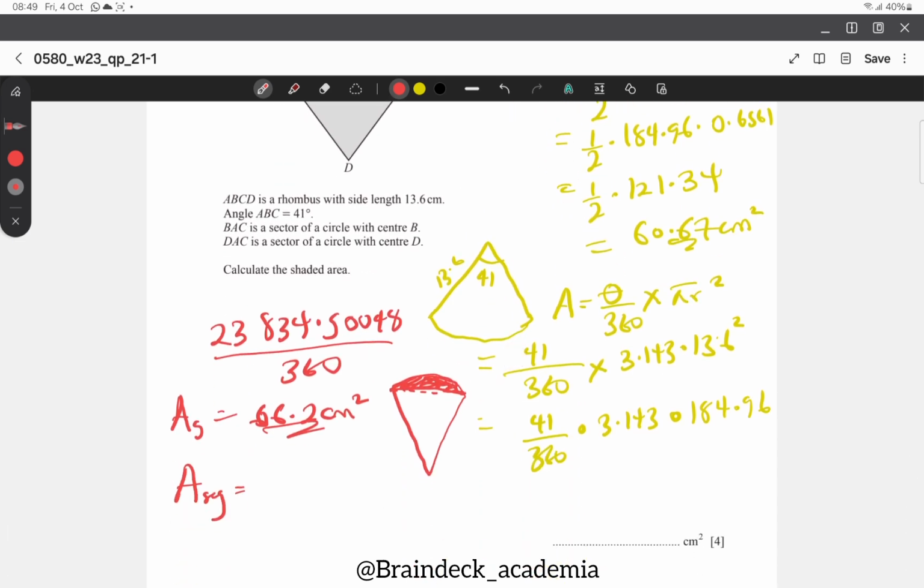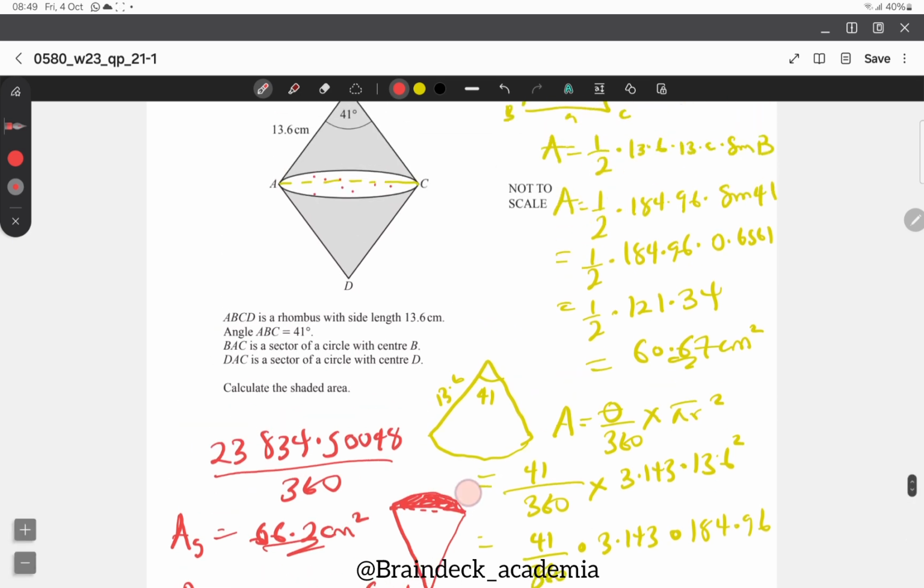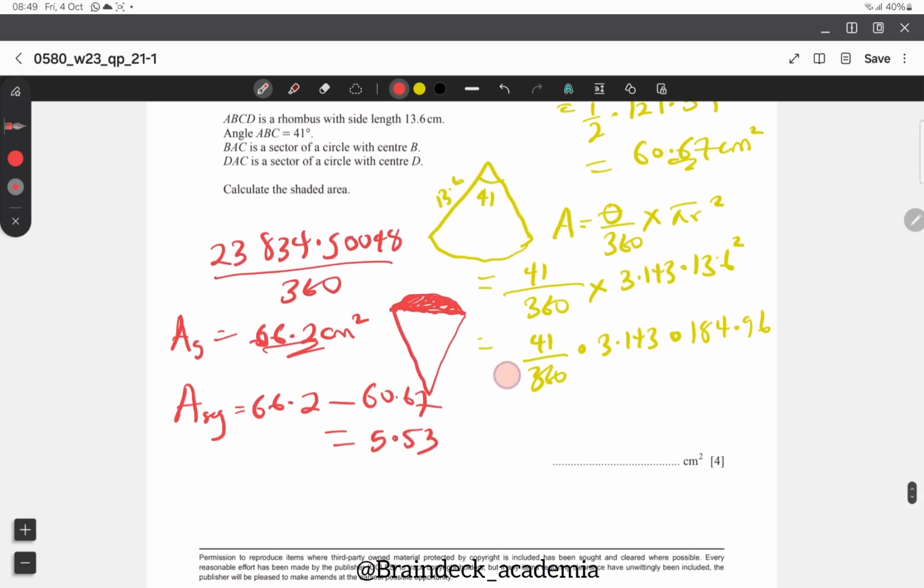So I can use the area of my sector, which is 66.2, minus the area of the triangle, which is 60.67, and that'll give me what? 66.2 minus 60.67. That'll give me 5.53. So that's for half of it. This is just half of the circle. You understand? Half of it.